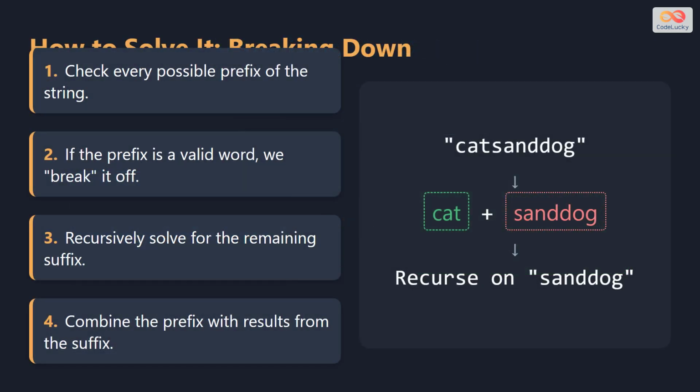How do we approach this? The core logic involves breaking the problem down. We iterate through the string and check if the beginning matches a word in our dictionary. If it does, we break that word off and recursively try to solve the problem for the remaining suffix.